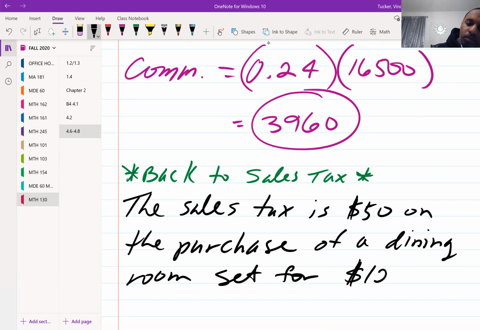All right, so this time the sales tax is $50 on the purchase of a dining room set for $1,250. Find the sales tax rate.